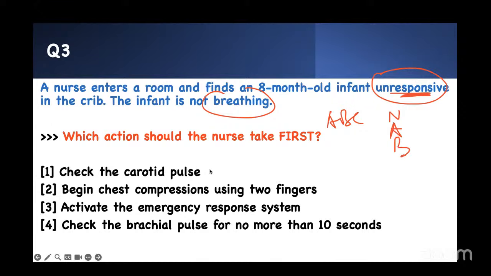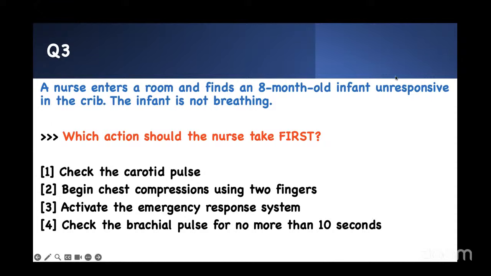We don't have access to the pulse yet. That's very, very important. Don't jump to compression because we don't know whether the individual has a pulse or not. You can't put pressure on somebody's chest if they have a pulse. Therefore, when you see questions like that, ACLS questions are very trappy.